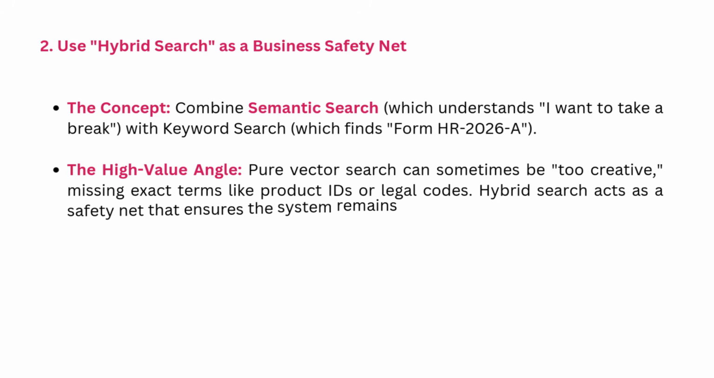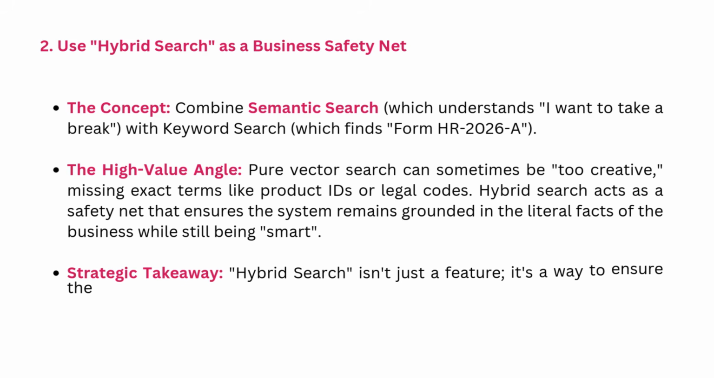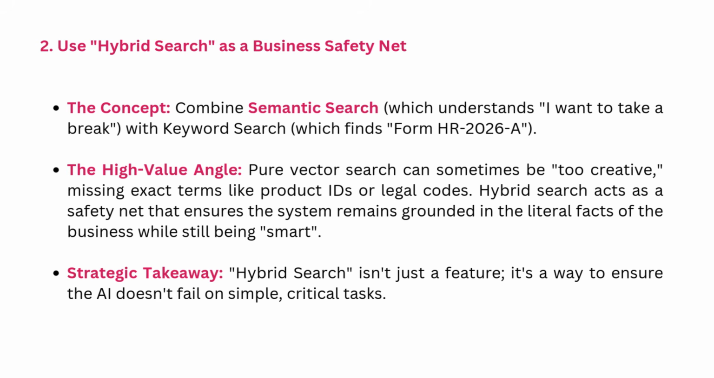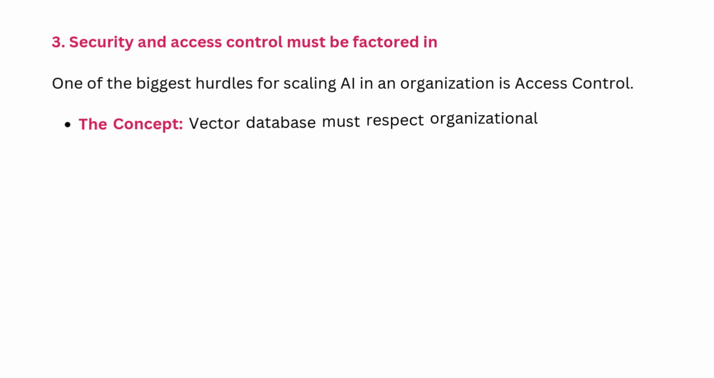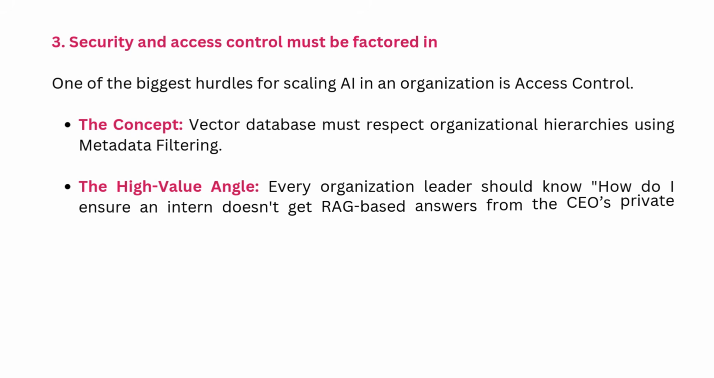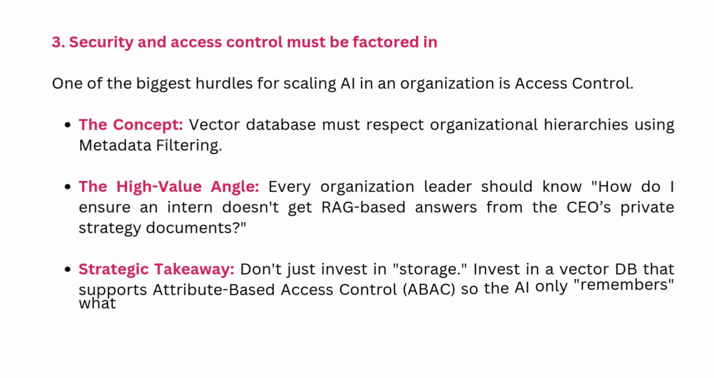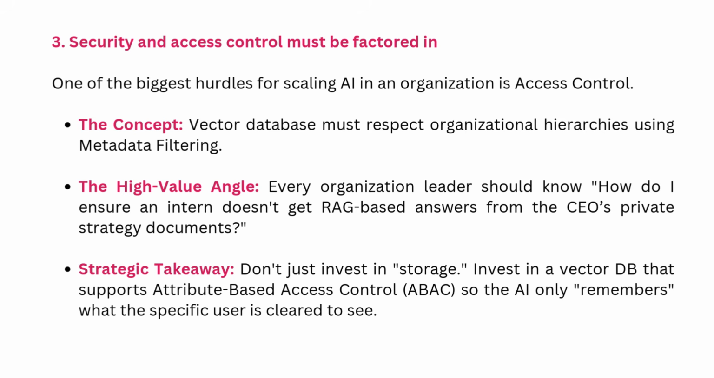Don't rely solely on meaning. Combine semantic search with keyword search to ensure the AI finds specific codes like Form HR 2026A every single time. Third one, factor in security early. Use attribute-based access control. Don't just store data. Ensure the AI only remembers what the specific user is authorized to see.